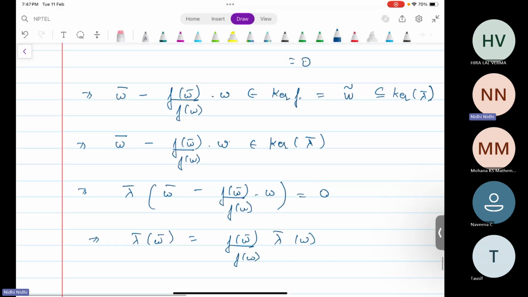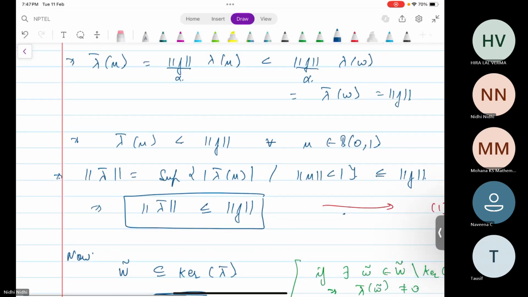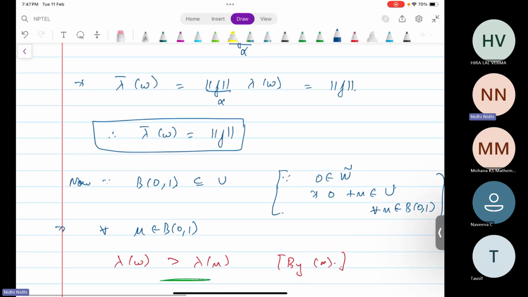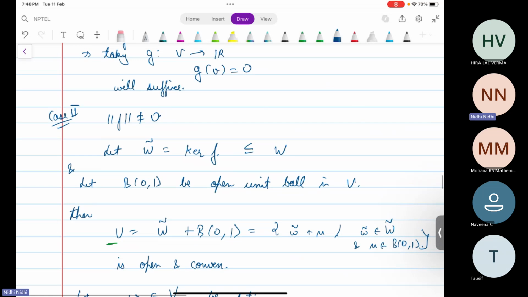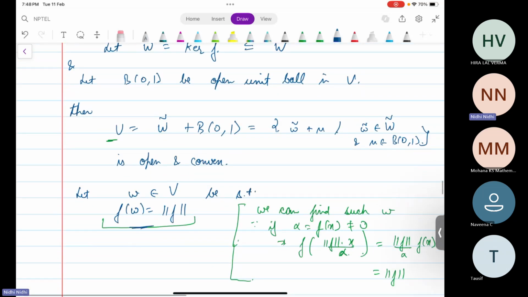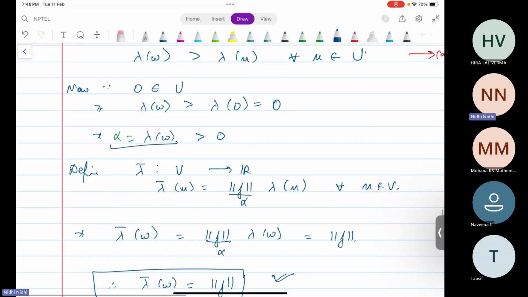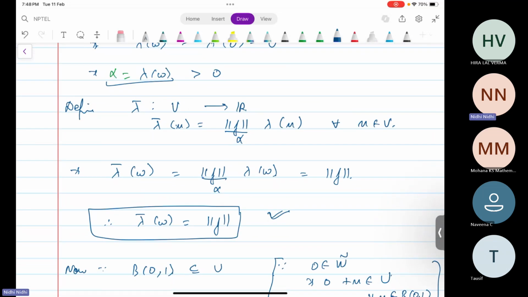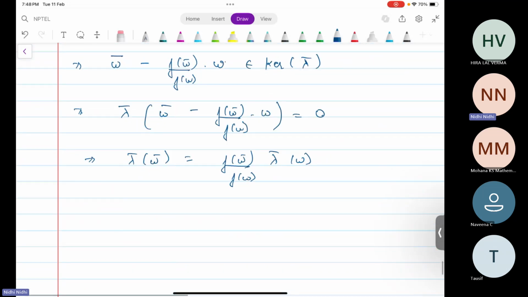Now see, lambda bar w is equal to norm f and f w. Initially we had taken w such that f w is equal to norm f. That means f w and lambda bar w both are equal to norm f. Hence we can just cancel them. This is norm f by norm f. These get cancelled out. This is equal to f w bar.